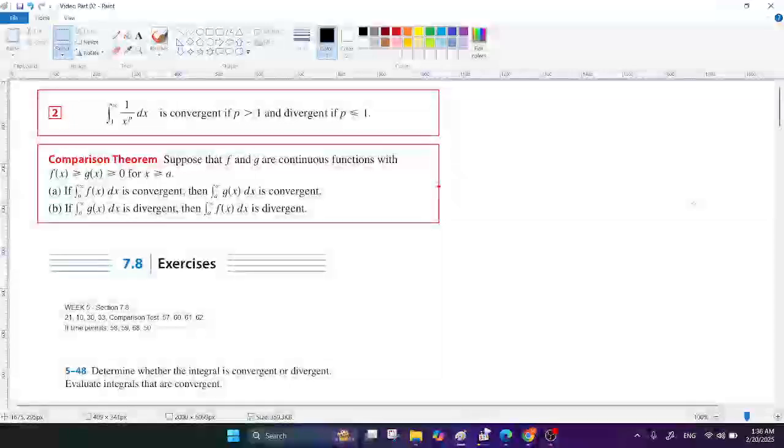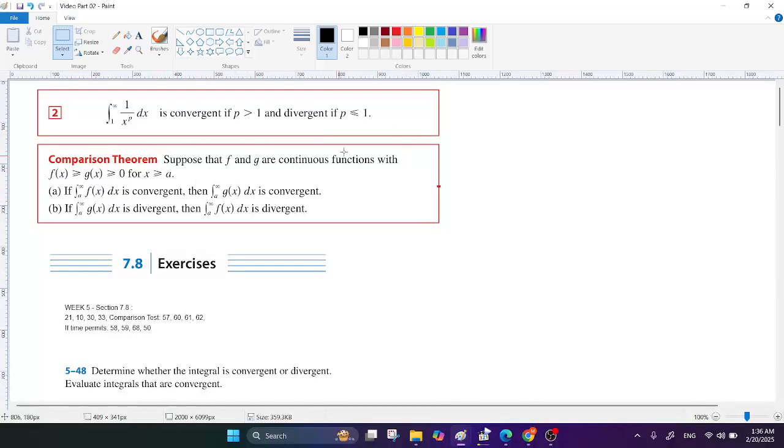Now in part 2, we will solve exercises for 7.8. See here, the integral from 1 to infinity of 1 over x to the b dx is convergent if b is greater than 1 and divergent if b is less than or equal to 1. And see the convergence theorem.